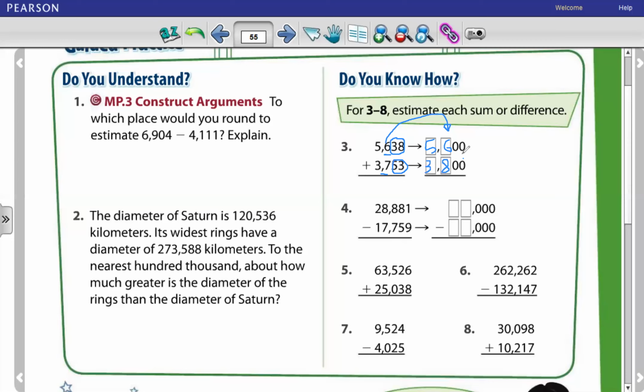Then I add 0 plus 0 equals 0. I add starting from the ones. Then 0 plus 0 equals 0. 6 plus 8 equals 14. 4 here and 1 on top of the next number. Then 1 plus 5 equals 6. 6 plus 3 equals 9. So the answer is 9,400.